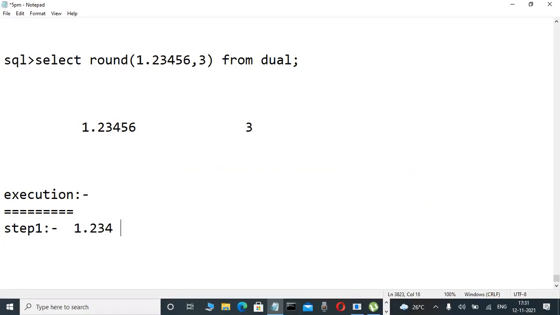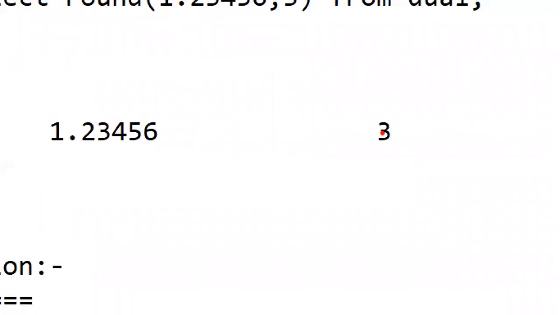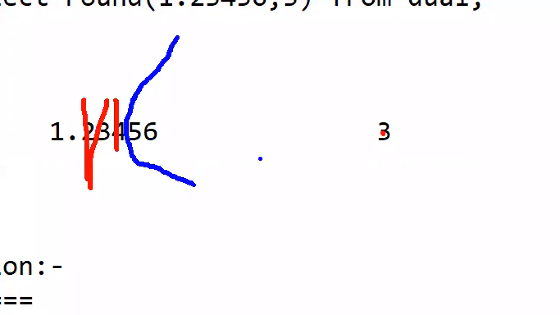But unfortunately, round checks what? The remaining number. Here 3 means 3 digits, 1, 2, 3. But round checks the remaining number. How much is the remaining number? 56. This 56, the 6, how many zeros are there? 2 zeros. That's why it is out of 100.